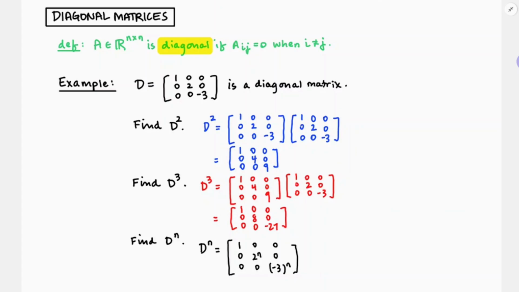If we're asked for the nth power of D, we could find that by just taking the nth power of each of the entries on the main diagonal. Any power of 1 is 1, but then 2 to the n and negative 3 to the n.